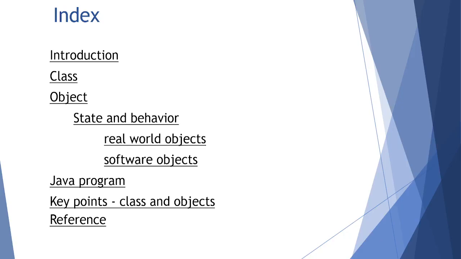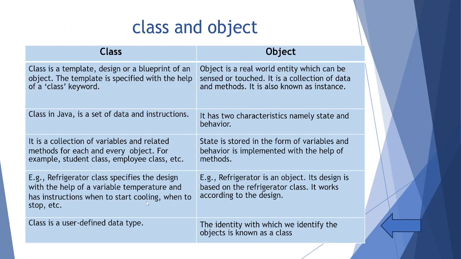Now that we understood class, object, state and behavior, real world objects, state and behavior, and software objects too, let's see the differences between class and object. Class is a template or a design or a blueprint of an object. And the template is specified with the help of the class keyword. And an object is a real world entity in the memory which can be sensed or touched. It is a collection of data and methods. It is also known as an instance.